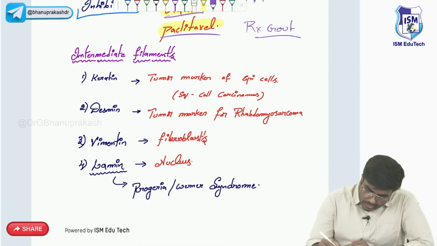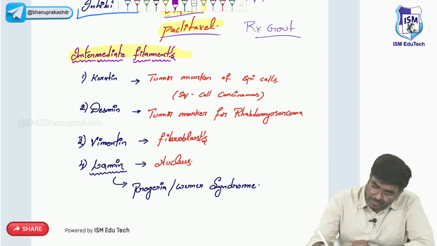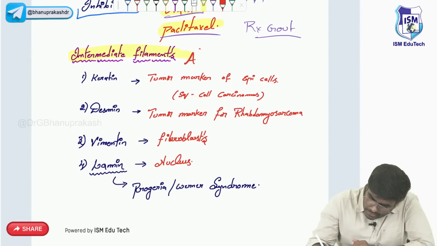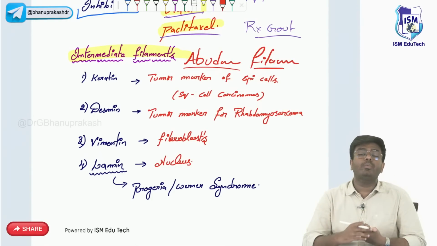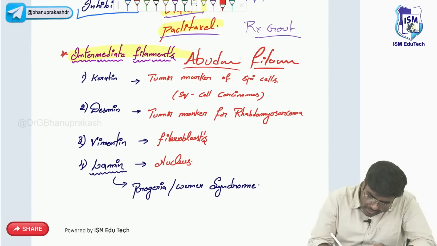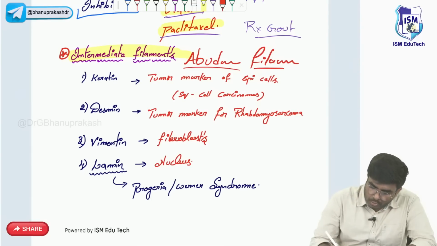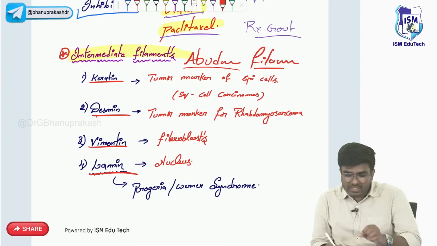Now let's talk about intermediate filaments. Intermediate filaments are the abundant filaments out of all the cytoskeletal proteins: microtubules, intermediate filaments, microfilaments. The abundant proteins are the intermediate filaments. Now these intermediate filaments include keratin, desmin, vimentin, lamin. Important filaments which you should know.